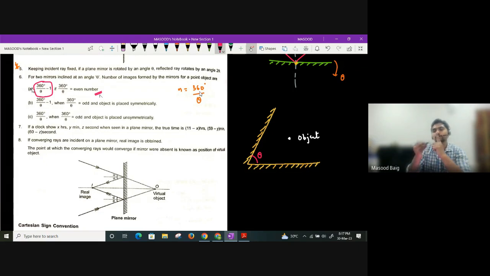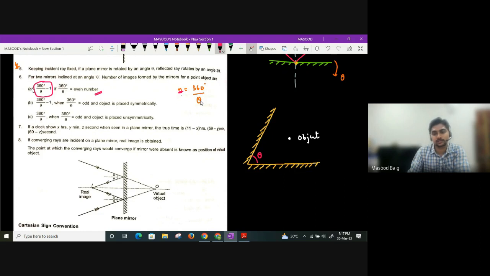So if two plane mirrors are inclined by an angle theta, you will first find out a value, 360 by theta, which we take as n. If this value is even, how many images will be formed by the combination? N minus 1. Now let us take the case where I get this value as odd.